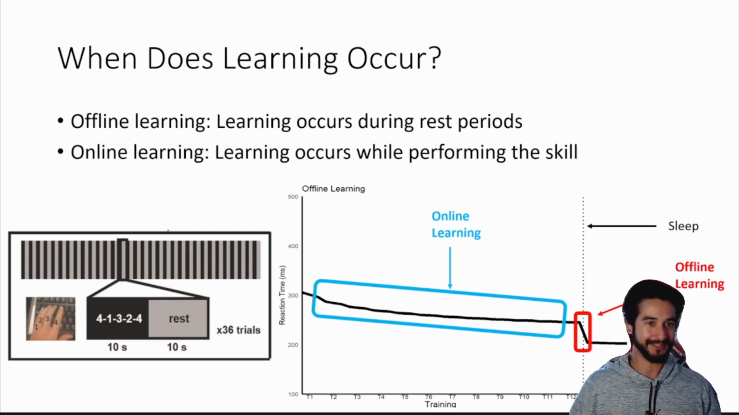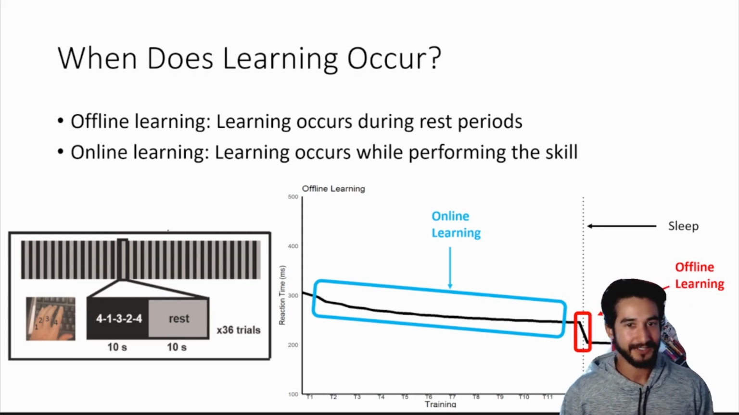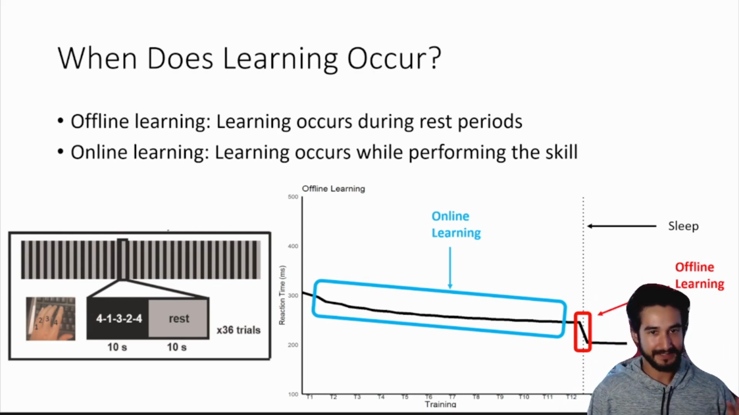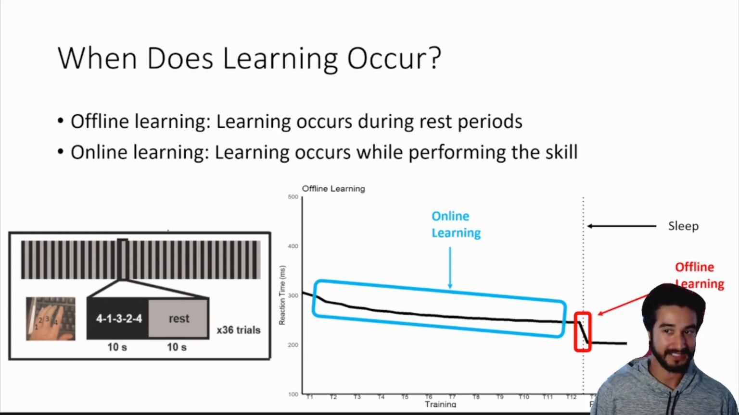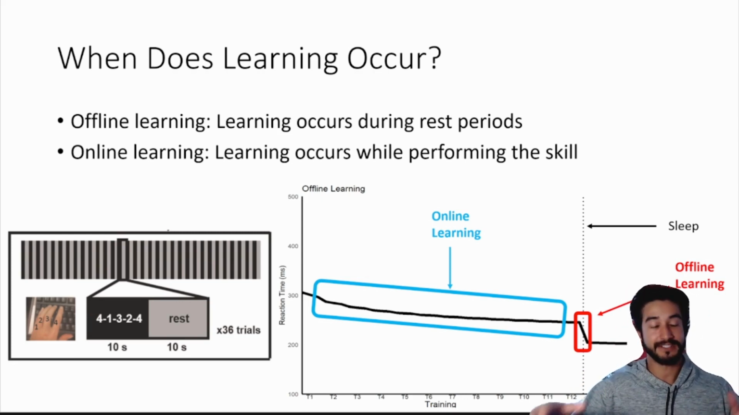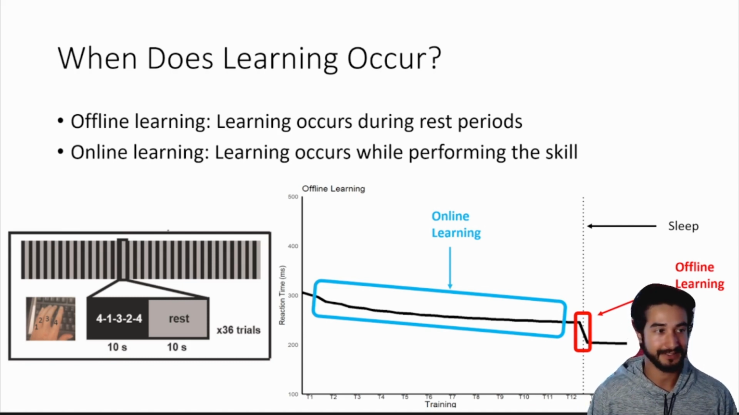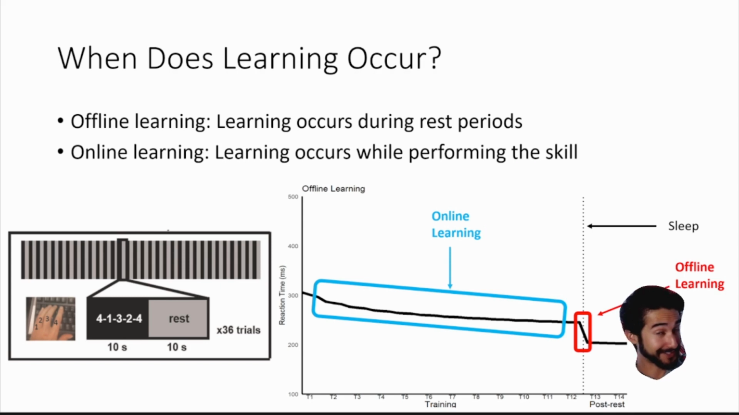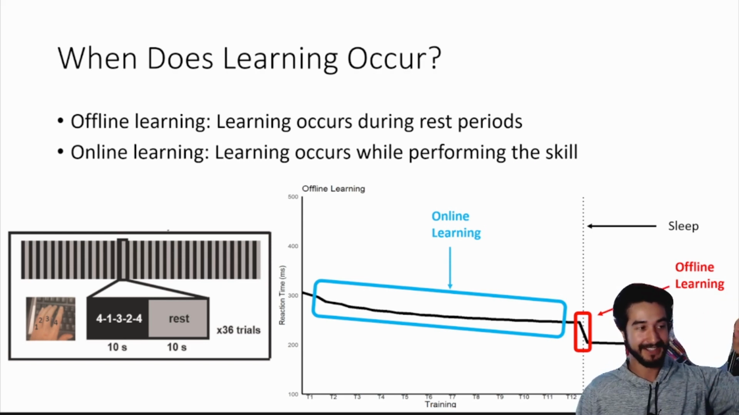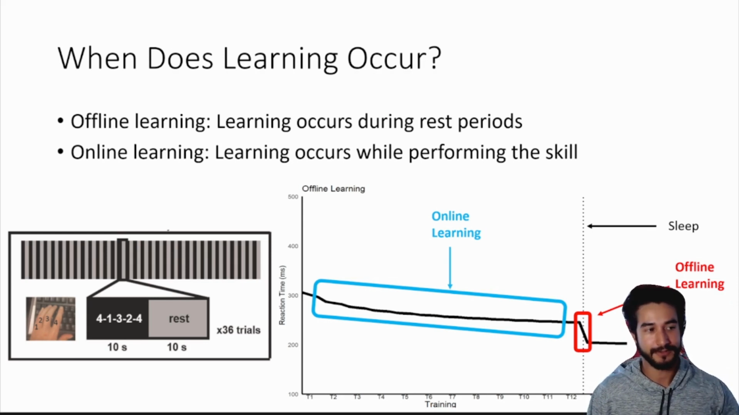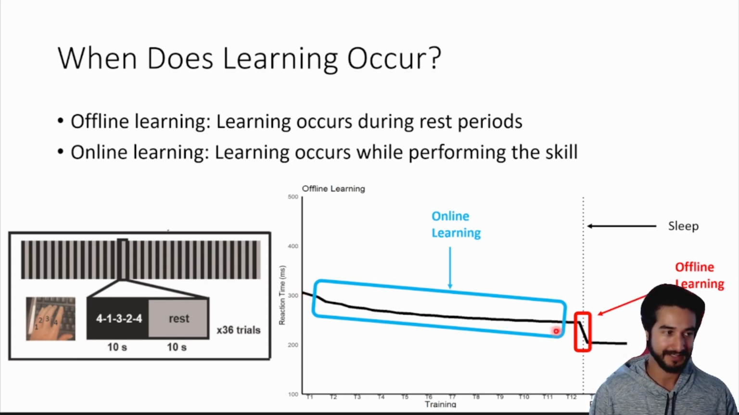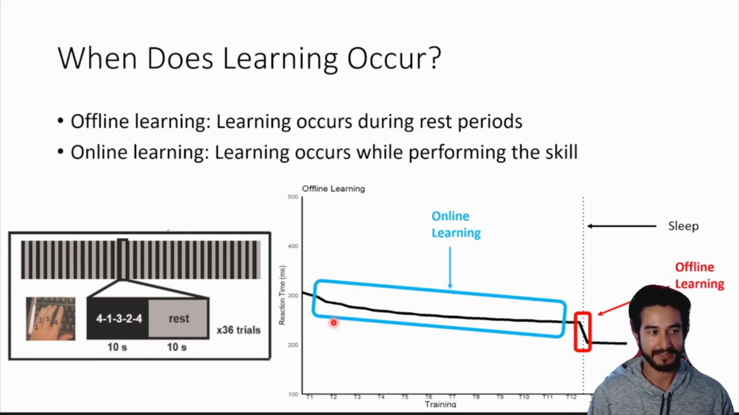What do I mean when I say offline learning? What it means is when you're resting or just doing nothing, like you're sleeping or taking a break after learning a skill, you increase your performance or learning in that skill. So for example, maybe you've done this task in one of my SONA studies, where you're typing 41324 with your non-dominant left hand over and over again. And as you continuously do this, you get better at it. So your reaction time decreases for completing the sequence.